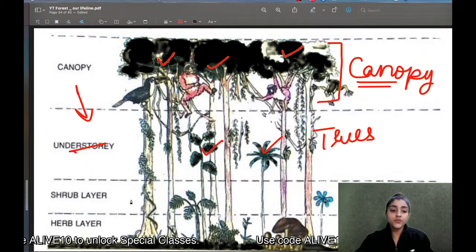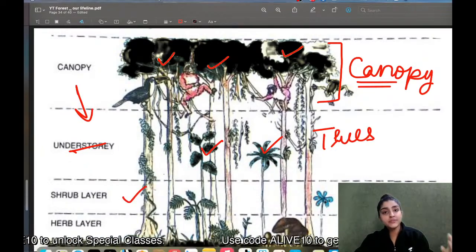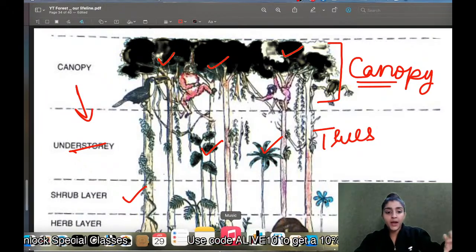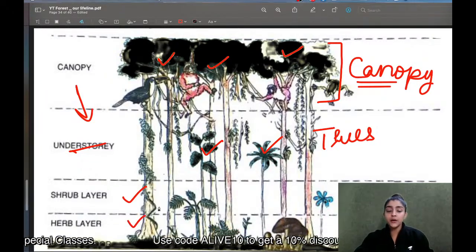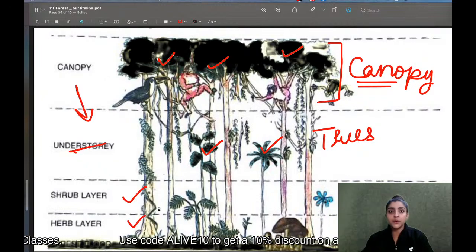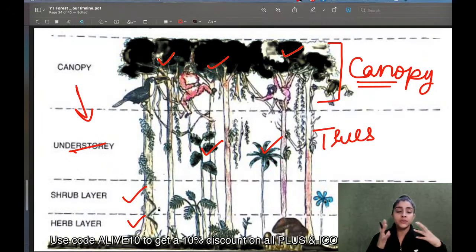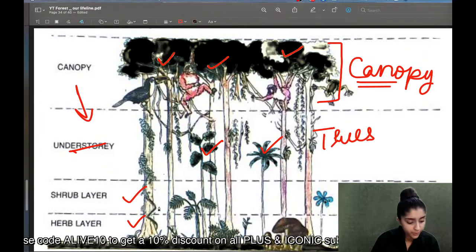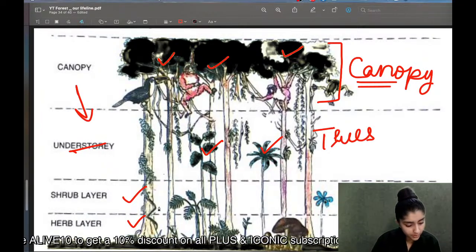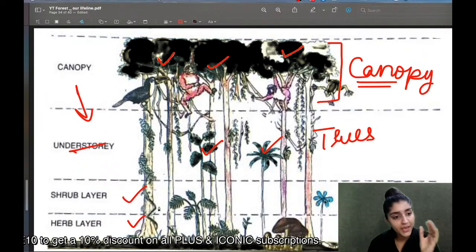Then in the shrub layer, you find shrubs that are like 1 meter tall plants. Then in the herb layer, you find herbs that are very small plants near the ground. And in the forest floor, you find fungi, your decomposers, and other parts of the chapter. Okay, and then what do we have next?